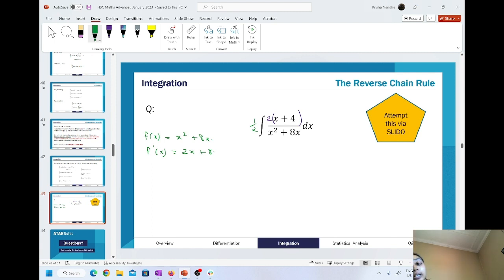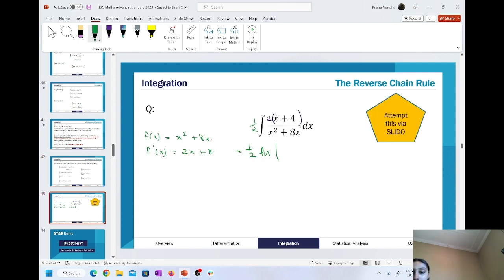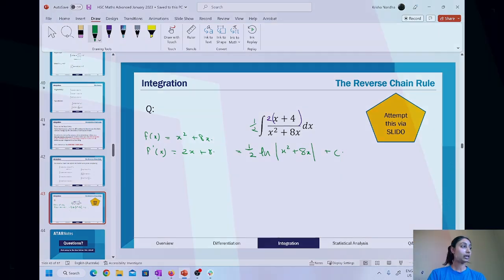So to get the final answer, it will be a half ln, and then let's go back to the formula. It's just ln of f of x in absolute value brackets plus c. So a half ln of the absolute value of x squared plus 8x, plus c. And that is my final answer. Okay, I hope that makes sense to everyone. And good job.